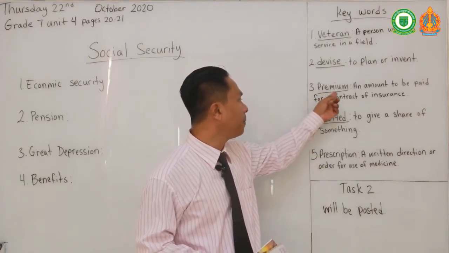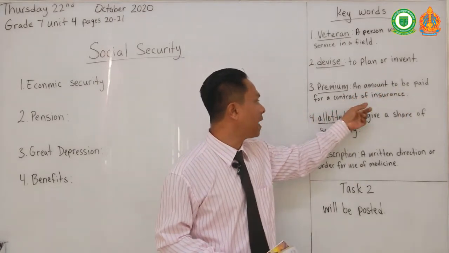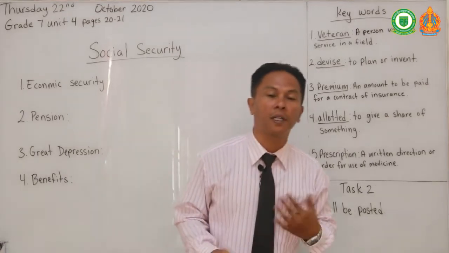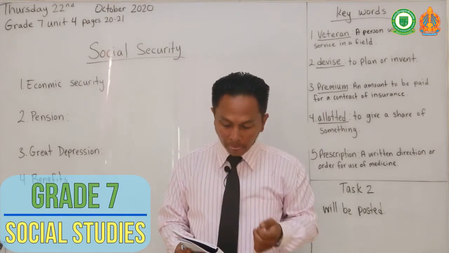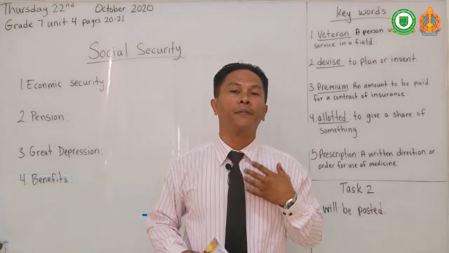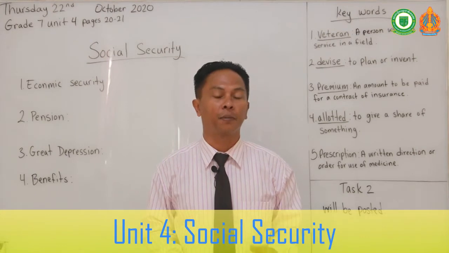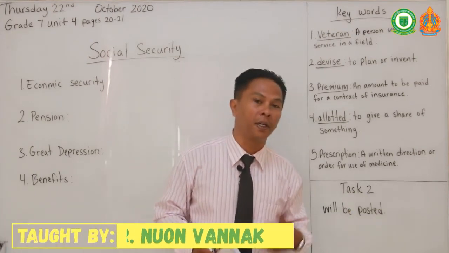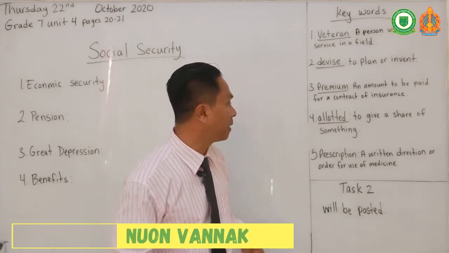Number 3, premium. A premium is an amount to be paid for a contract of insurance. We're talking about money when we're talking about insurance. When you invest in insurance, you have to pay a premium. Not the full amount, but a percentage of the amount, and that is called a premium. Normally a premium is less than the actual total.